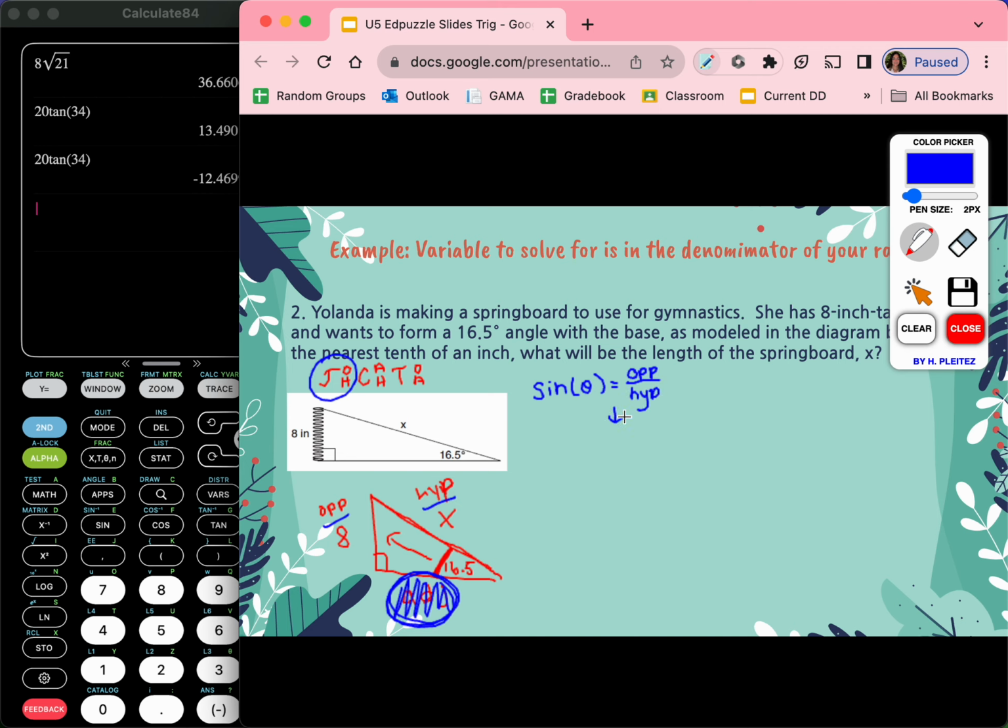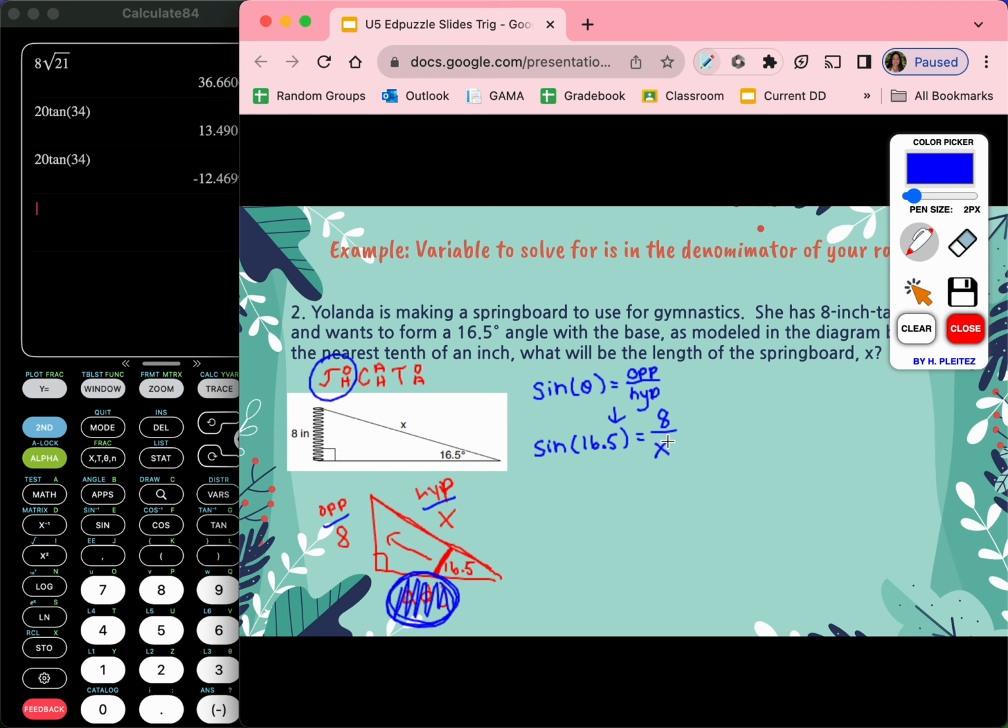And now I'm going to substitute. So sine, my reference angle is 16.5, equals, our opposite side is 8, over our hypotenuse, which is x. Now you can see the difference, because now our denominator is not a number. Our denominator is a variable. The same idea follows, though.